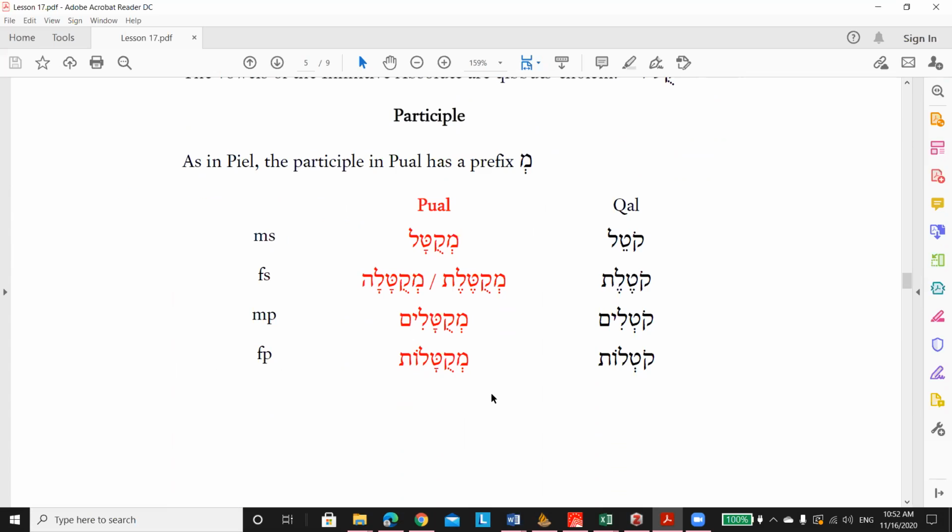The one who was killed. Yes, correct. The one who was killed, or the one who was being killed. It's very difficult. But the participles in Pual do not occur very often.